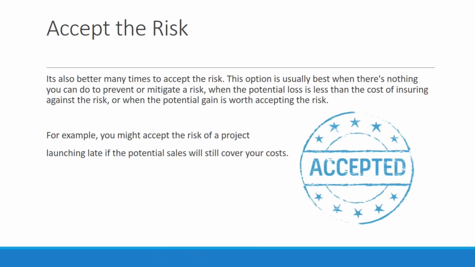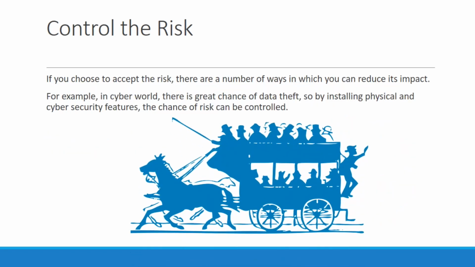The fifth step is to accept the risk. It's also better many times to accept the risk. This option is usually best when there's nothing you can do to prevent or mitigate a risk, when the potential loss is less than the cost of insuring against the risk, or when the potential gain is worth accepting the risk. For example, you might accept the risk of a project launching late if the potential sales will still cover your costs. The last is to control the risk. If you choose to accept the risk, there are a number of ways in which you can reduce its impact. For example, in the cyber world, there is a great chance of data theft, so by installing physical and cyber security features, the chance of risk can be controlled.